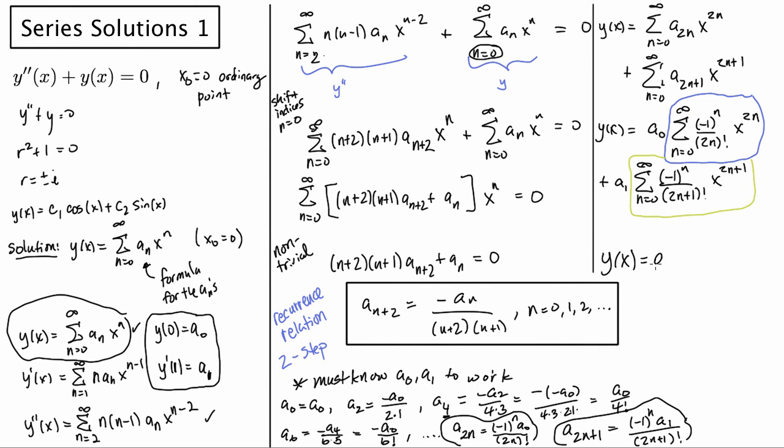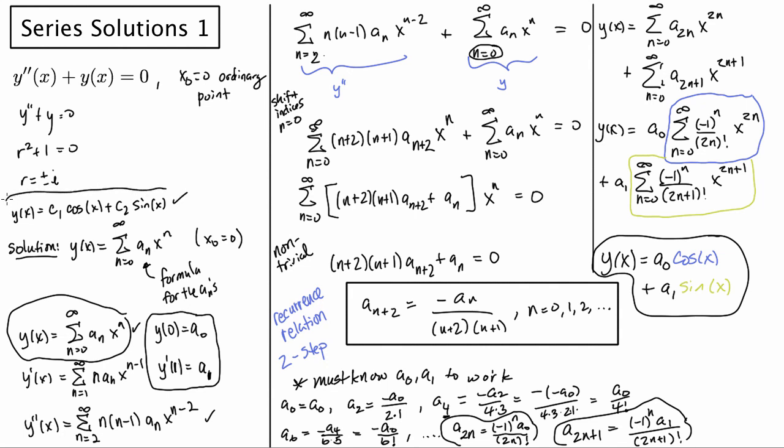I recognize the blue as being the power series expansion for the function cosine, and I recognize the yellow as being the power series expansion for sine. And so the final result is this is our solution. Our solution is exactly what it would be using the characteristic equation method that we've already described.